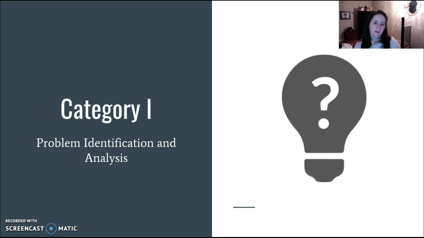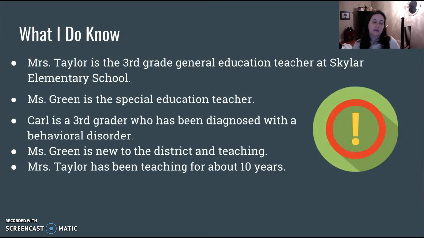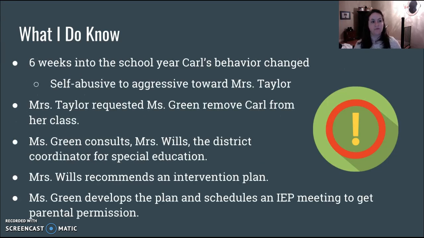Category 1, my problem identification and analysis. Things that I know. Mrs. Taylor is a third grade general education teacher at Schuyler Elementary School. Ms. Green is a special education teacher at Schuyler Elementary School. And Carl is a third grader who has been diagnosed with behavioral disorder at Schuyler Elementary School. Ms. Green is new to the district. She's also new to teaching. This is her first year. She's straight out of college. And Mrs. Taylor has been teaching for about 10 years at Schuyler Elementary School.